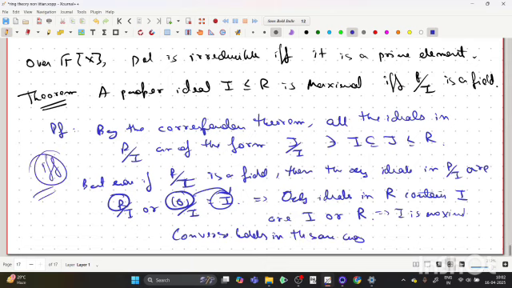Because if I is a maximal ideal, then the only ideals containing I are either I itself or R. But then correspondingly, the only ideals in R mod I should be 0 mod I or R mod I, right? And hence, what do we conclude? That the only ideals must be either the 0 ideal modulo I or the whole ring R modulo I, and therefore R mod I must be a field. Clear?